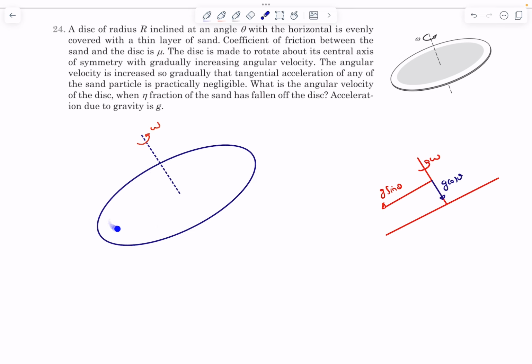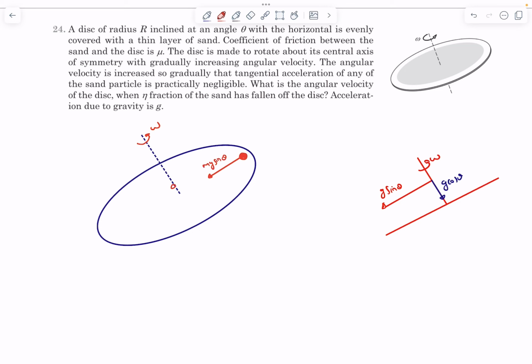First of all, I want you to imagine the disk as an inclined plane. If you stand on the disk, you will feel an mg sine theta along the slope, an mg cos theta, and a normal reaction which is equal to mg cos theta. Now it is a rotating disk. Let's consider a sand particle somewhere over here. It's going to feel mg sine theta.